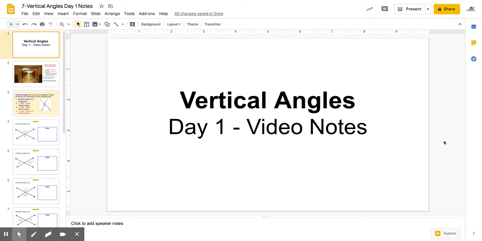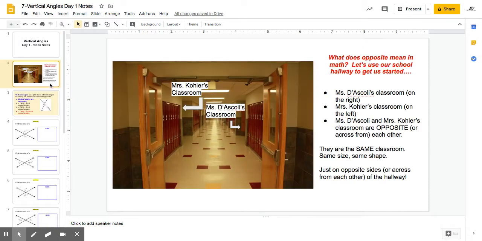Hey Pioneers, today you're going to learn about the third angle in our angle unit, and they are vertical angles. Now, the key word we want to think of when we think about vertical angles is the word opposite. So let's talk about what opposite means. We're going to use our school hallway to get us started.